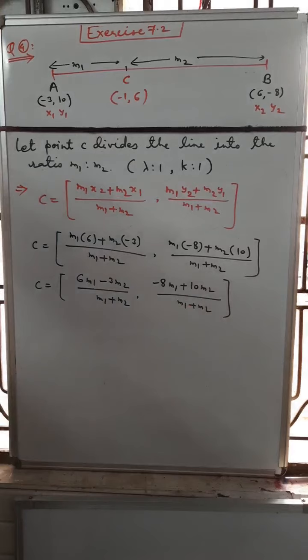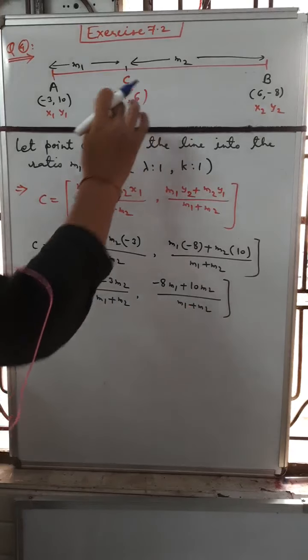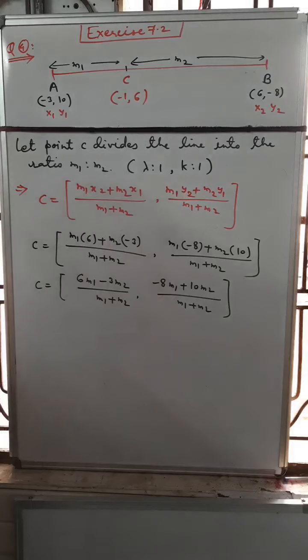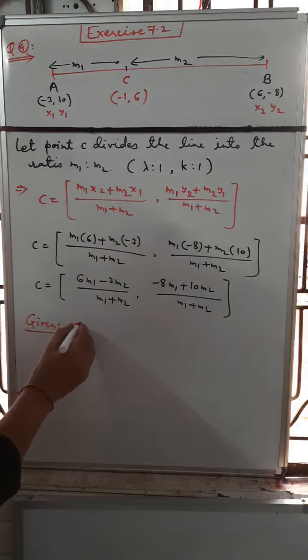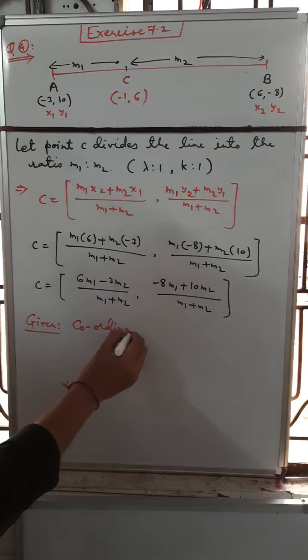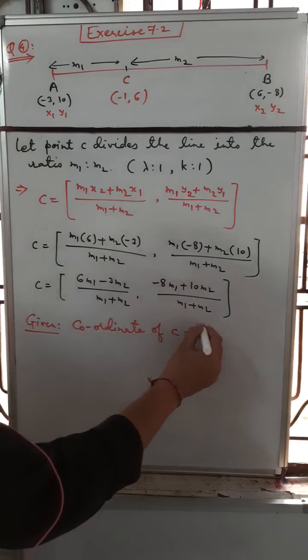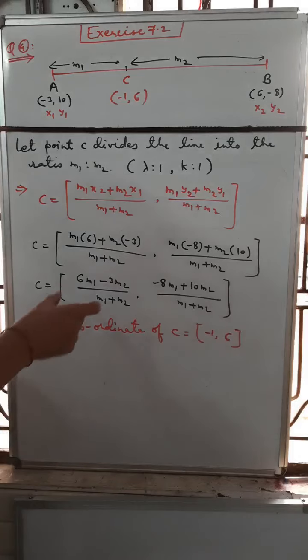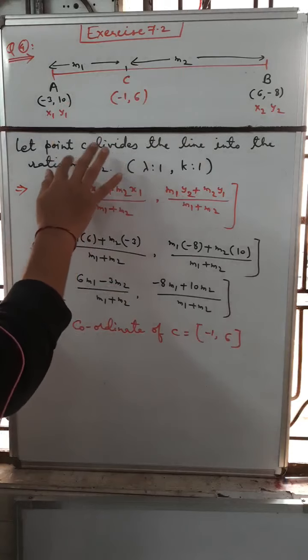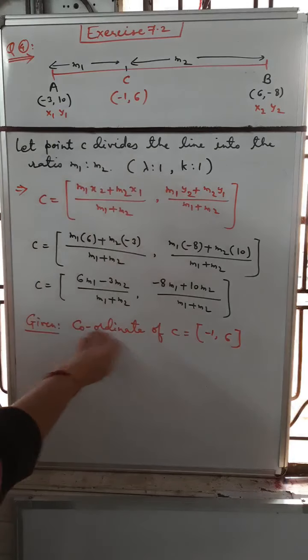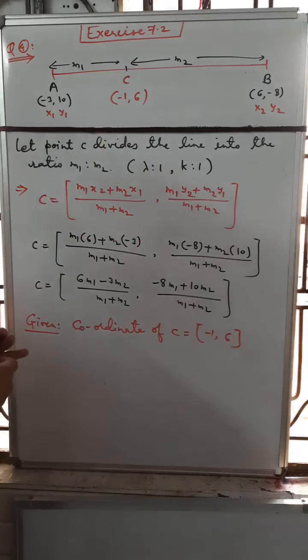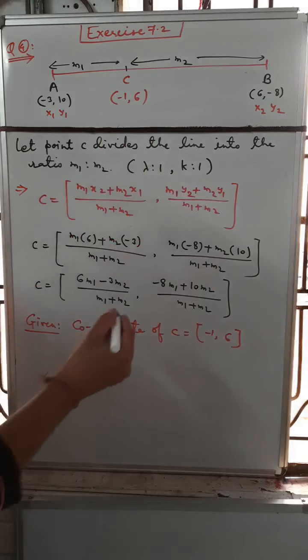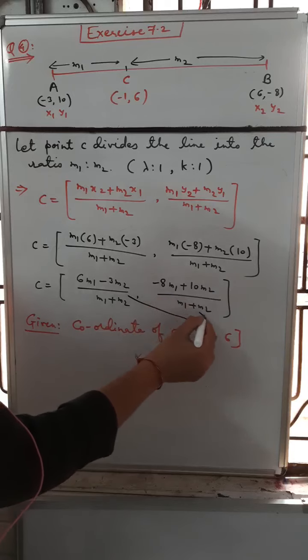And point C is already given as (-1, 6). So C is already given in the problem: the coordinate of C is also (-1, 6). अब ये अपन ने निकाले. We have found the coordinate of C by using this formula, and it is given in the problem as (-1, 6). That means both are equal. मतलब ये x कोऑर्डिनेट के इक्वल होगा और ये y कोऑर्डिनेट इसके इक्वल होगा.